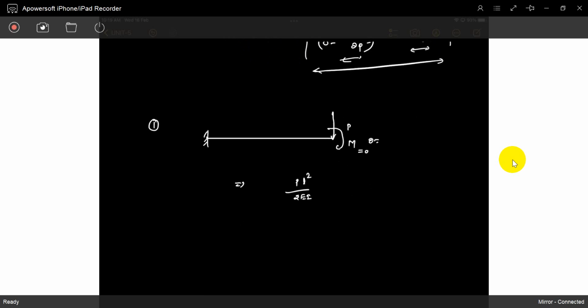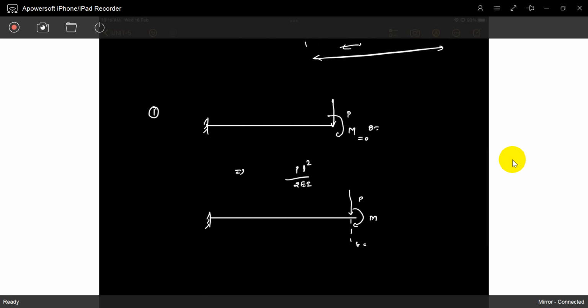The same thing if a moment is applied and you want a deflection: you apply a fictitious P load, and later it is going to be zero. That delta is ML square by 2A. And honestly, if you took P equal to 1 force or M equal to 1 moment, these two are equal. Both are equal. You already understood it.